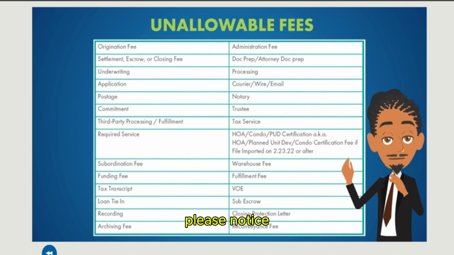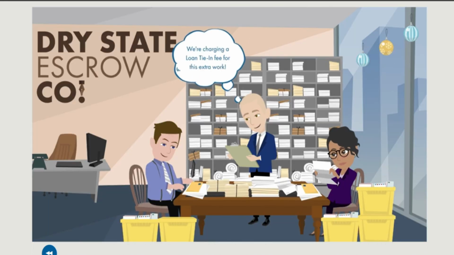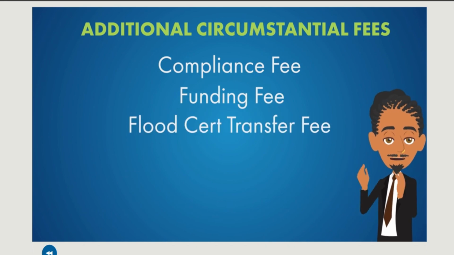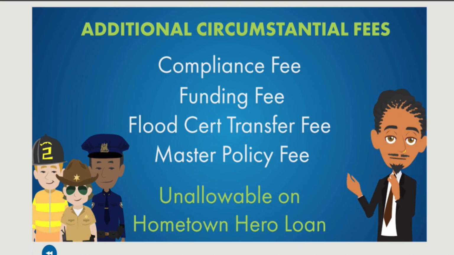Please note that the loan tie-in fee is allowable in dry states. This is because dry states use escrow companies, and escrow companies charge the loan tie-in fee for additional work required to process having 1 or more lenders in the escrow process. Additionally, the compliance fee, funding fee, flood cert transfer fee, and master policy fee are included in the VA 1% test if the file is in a hometown hero loan.